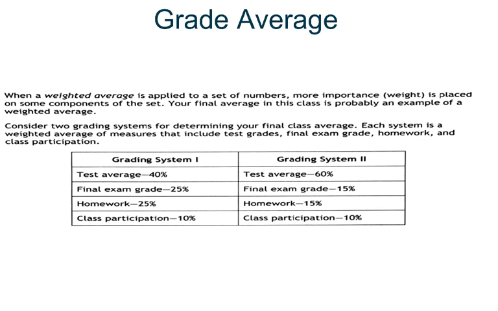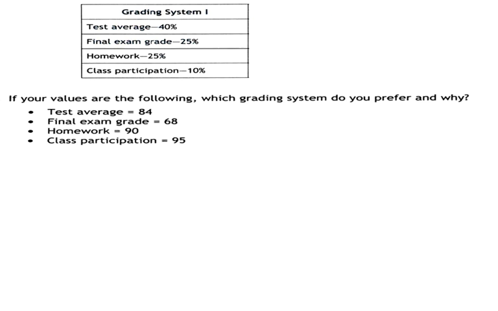So when a weighted average is applied to a set of numbers, more importance or weight is placed on some components of the set. Your final average in this class is probably an example of a weighted average. Consider two grading systems, grading system 1 and grading system 2, for determining your final class average. Each system is a weighted average of measures that include test grades, your final exam grade, homework grade, and a class participation grade. So let's say you have these averages.